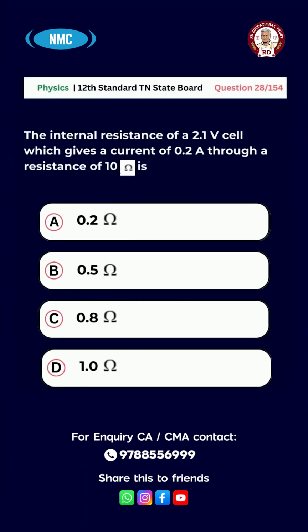Question number 28. The internal resistance of a 2.1 volt cell which gives a current of 0.2 A through a resistance of 10 ohm is option A 0.2 ohm, B 0.5 ohm, C 0.8 ohm, D 1.0 ohm. And the right answer for this question is option B 0.5 ohm.